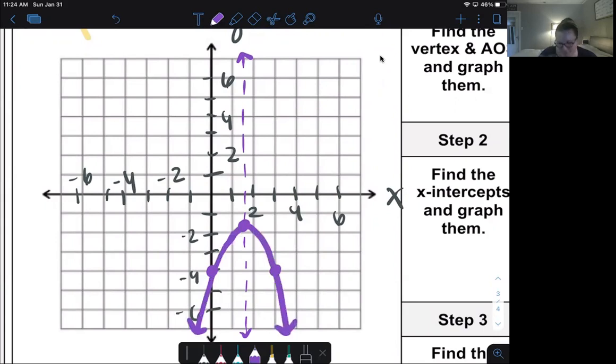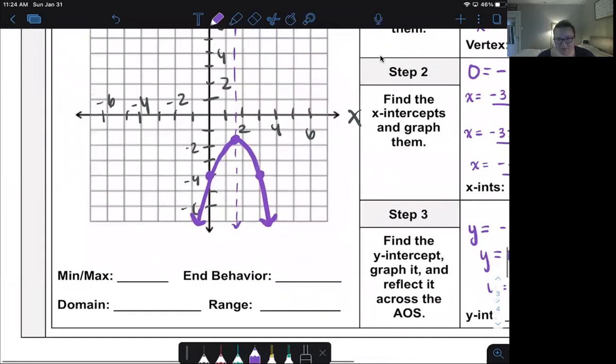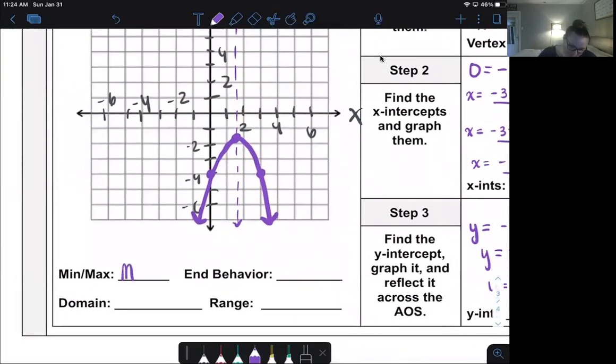There we go. All right, so it looks like this parabola, because it's face down, has a maximum at y equals negative 1.75. My end behavior is down and down. My domain is negative infinity to positive infinity. My range is negative infinity to negative 1.75.